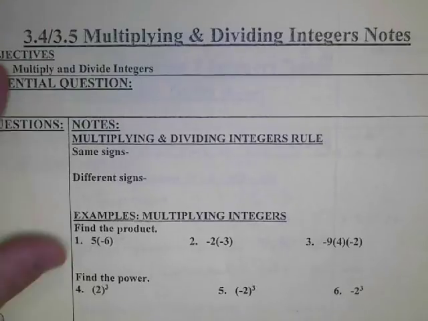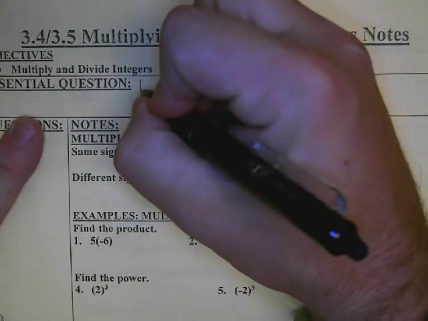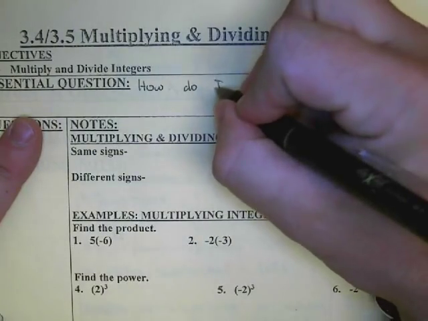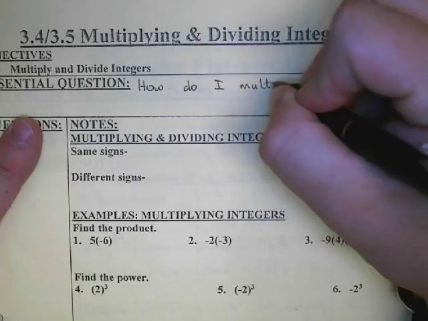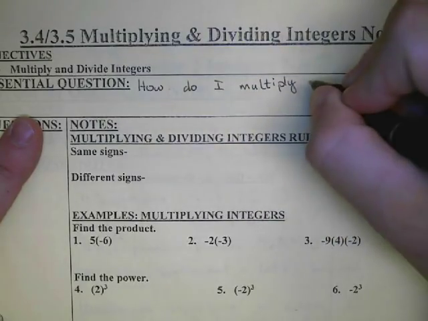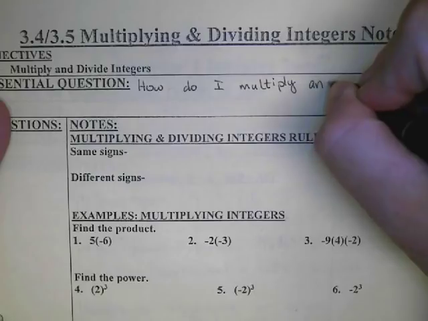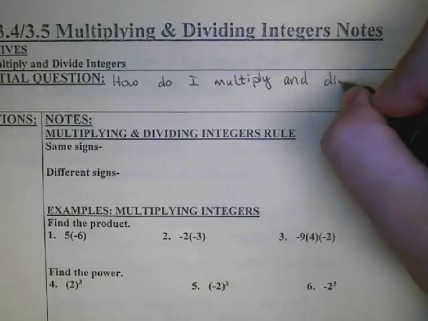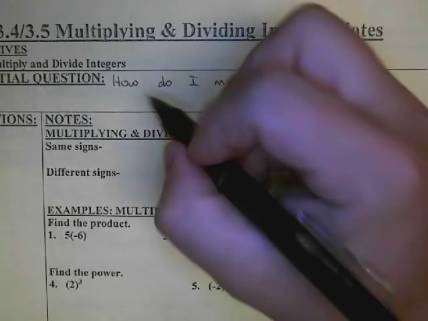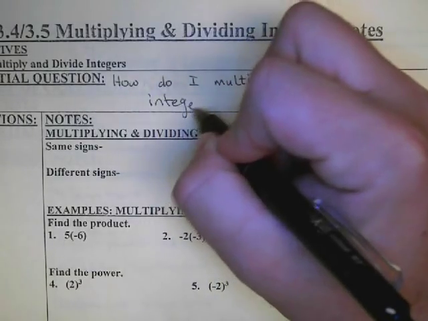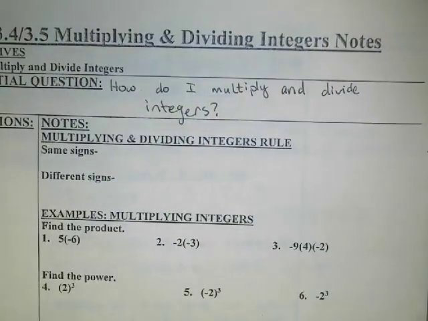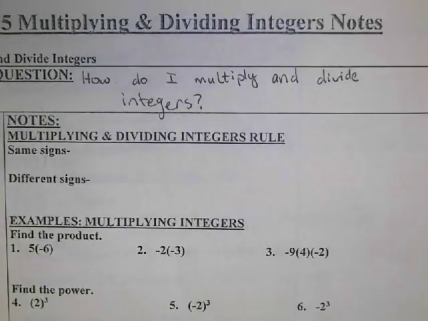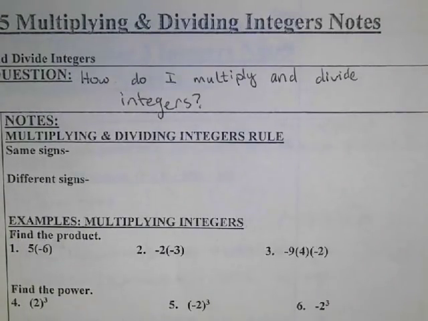So our essential question today will be, how do I multiply and divide integers? How do I multiply and divide integers?